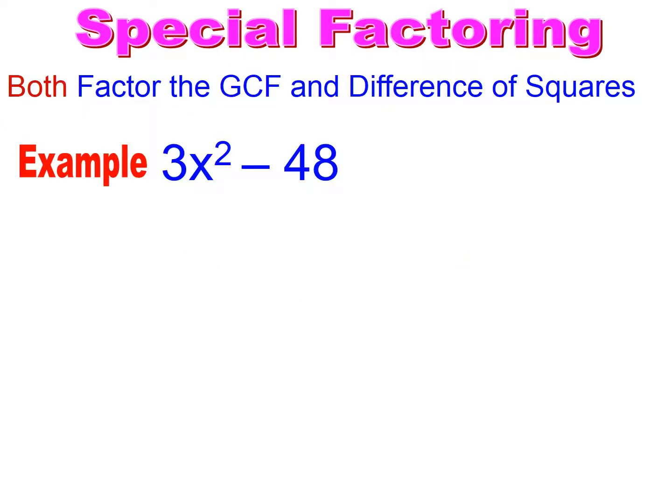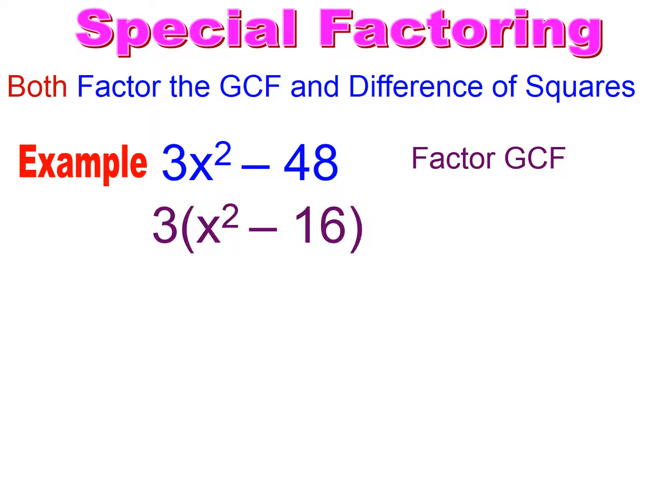Now in this case, we have both factoring the greatest common factor and the difference of two squares. If you're looking at something that you think might be the difference of two squares, but when you look at the terms, neither one of them are perfect squares, think you might have a GCF. So in this case, I see that I have a GCF. 3 can divide into 48. So I'm going to first factor out the GCF. When I factor out the GCF of 3, I'm left with x squared minus 16. And now x squared minus 16 is the difference of two squares, and I can factor it.